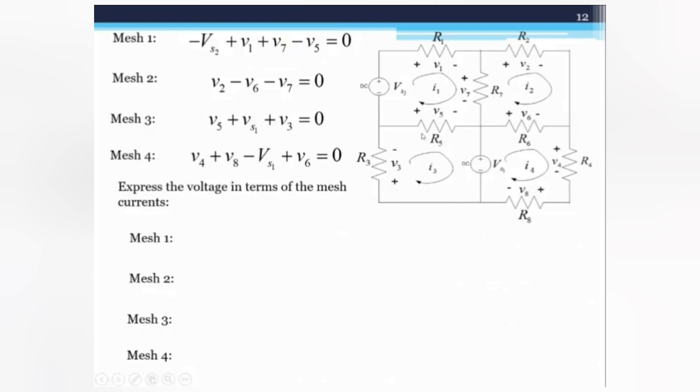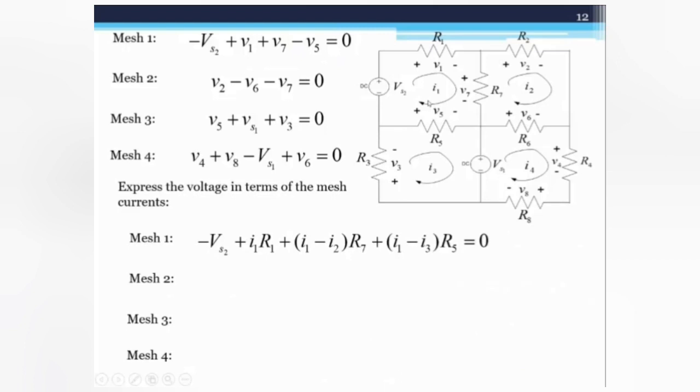Similarly, for R5, I1 is positive for the first loop and I3 is negative, and therefore the voltage drop across resistor R5 is (I1 minus I3) times R5. And the voltage drop across R1 is simply I1 R1. So our equation is minus Vs2 plus I1 R1 plus (I1 minus I2) R7 plus (I1 minus I3) R5 equal to 0. This is for loop 1.